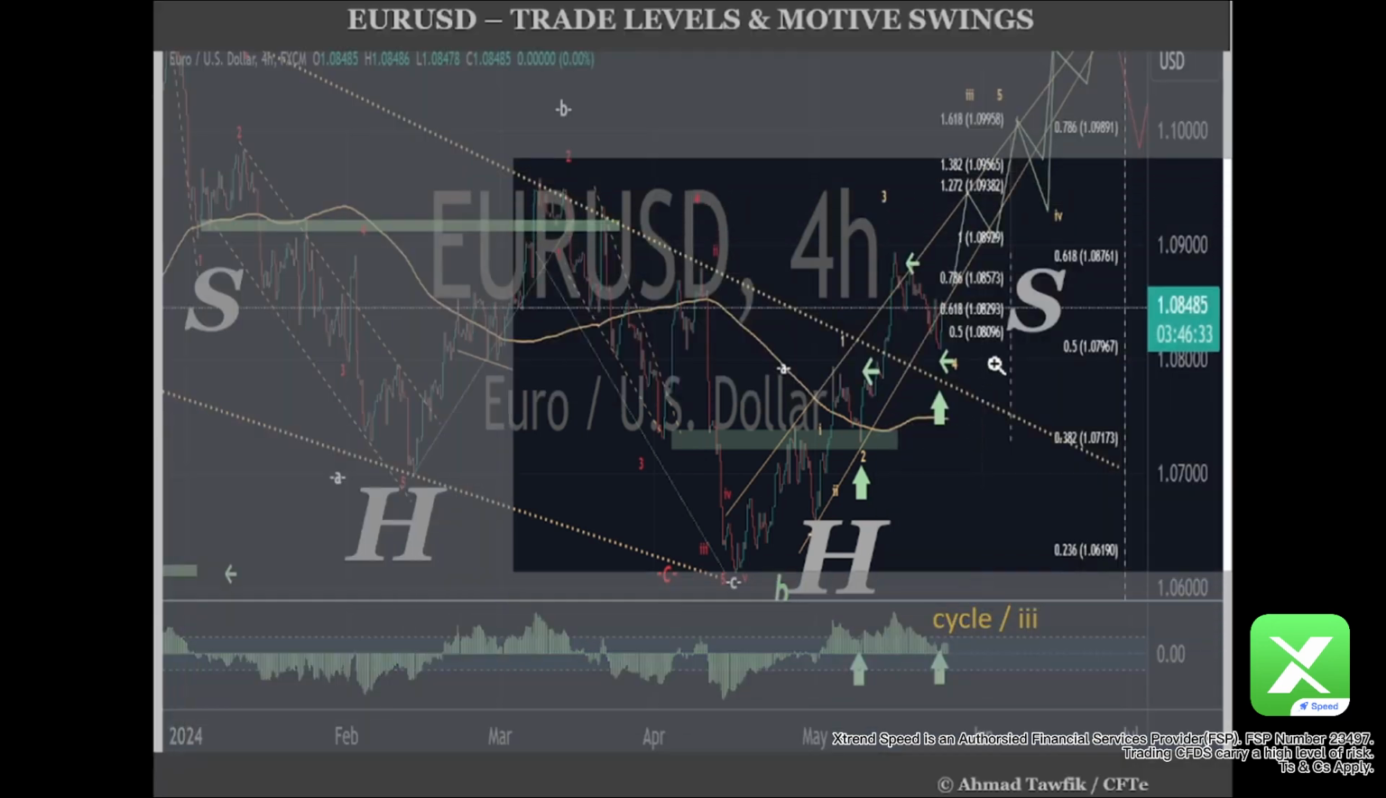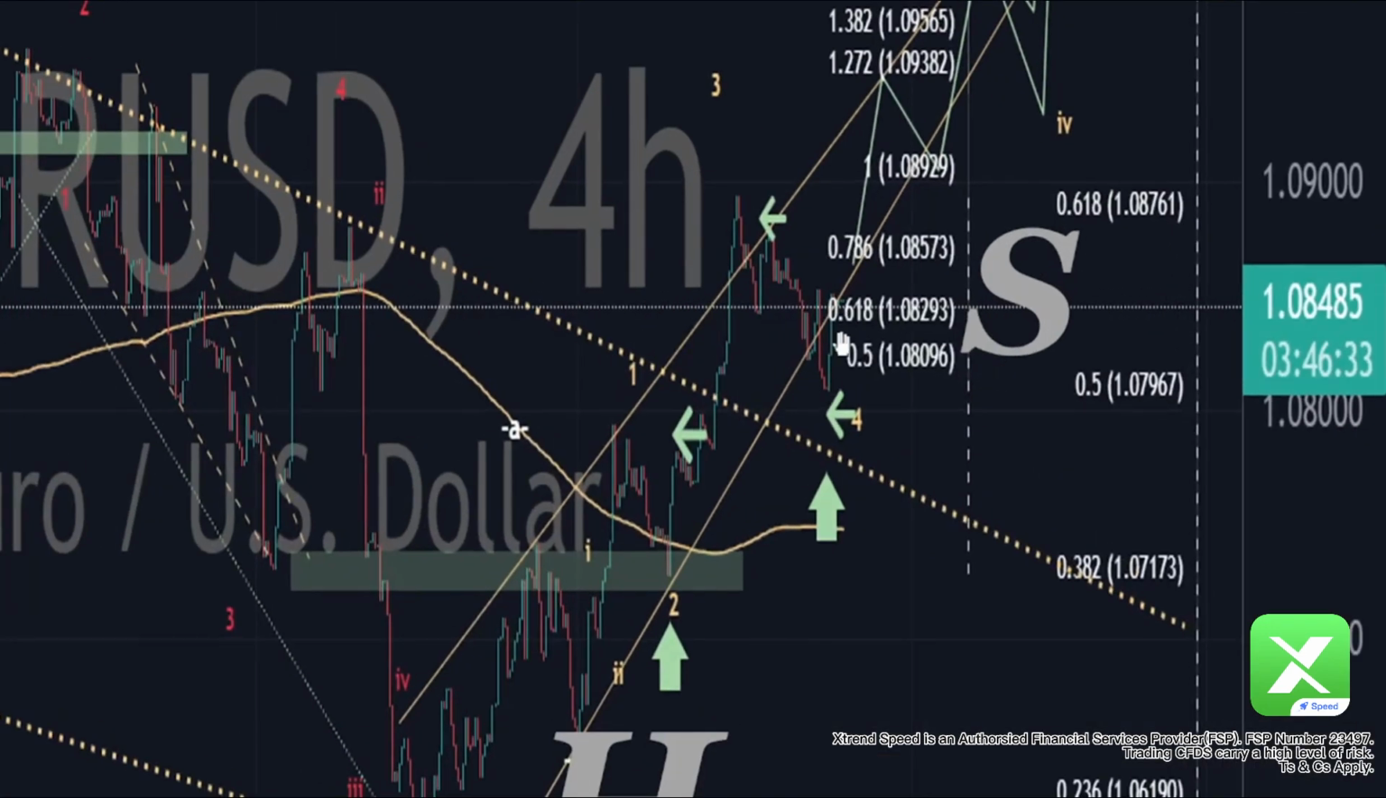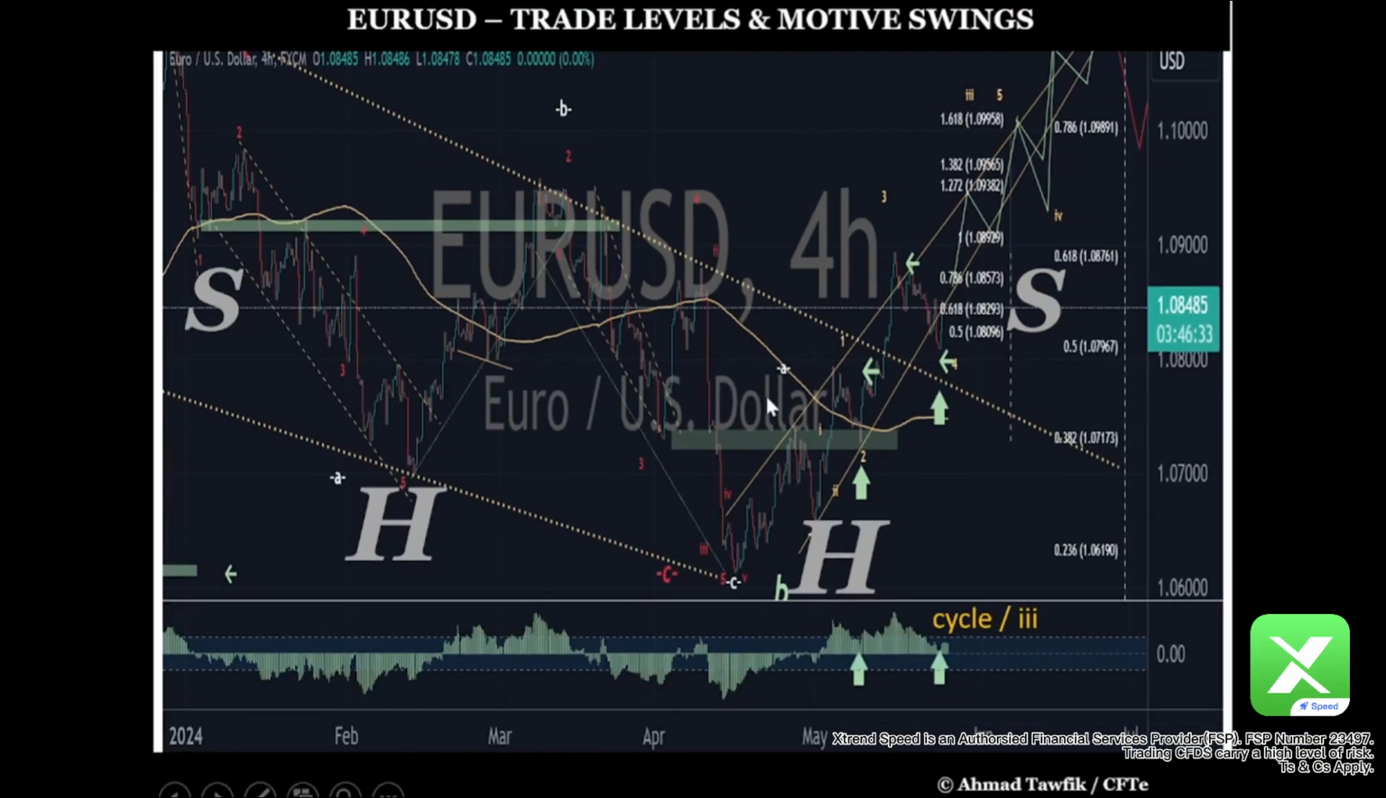The support is also right now forming a tweezer. We have a tweezer formation, at least at the first level. Should continue higher, and by the time it does continue higher, it will probably break to 1.09 and 1.094, right?